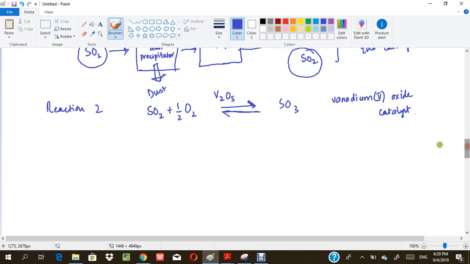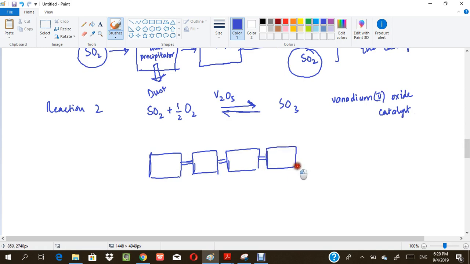So what's done is that we have four interconnected beds. Sulfur dioxide enters here. Each of these chambers contains beads of vanadium 5 oxide. Right, the same is present here, the same is present here, the same is present here. We need a high temperature of 450 degrees Celsius, which is the same as the temperature of the Haber process.